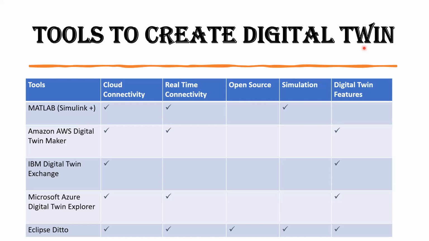All these four, or there are many, which we have shown here, are paid tools. Of course, they have invested a good amount of time and money in this, and hence they want to reap the benefits as well, and it provides different extra features as well. For open source, we have Eclipse Ditto. Eclipse, as you all are familiar with, is an open source platform, an open source framework. They have a plugin called Ditto, which is for creating the digital twin.